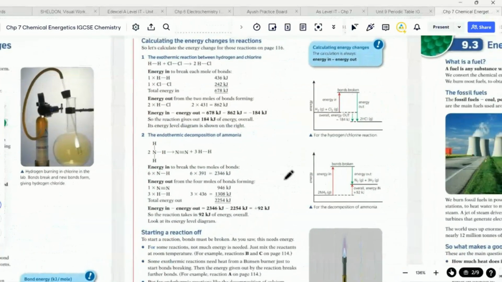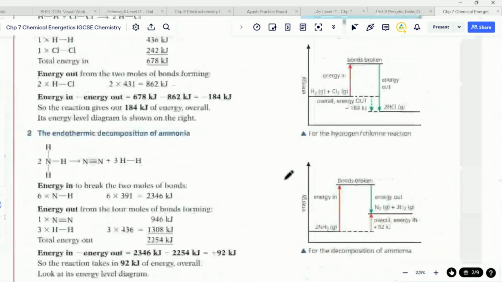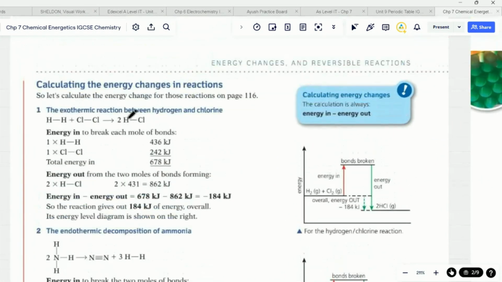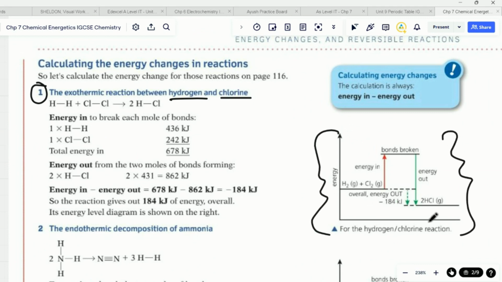This part is the important part. Now I'll teach you how to find the values, how to find the enthalpy change. Let's try to solve this numerical. Have a look at this first example now. What are they telling us here? The exothermic reaction between hydrogen and chlorine. This is the diagram. In the paper, you will only be provided this diagram and then they will ask you to just find the enthalpy change. How much is the enthalpy change? You will have to do all this work all by yourself. So let's see how it's done.